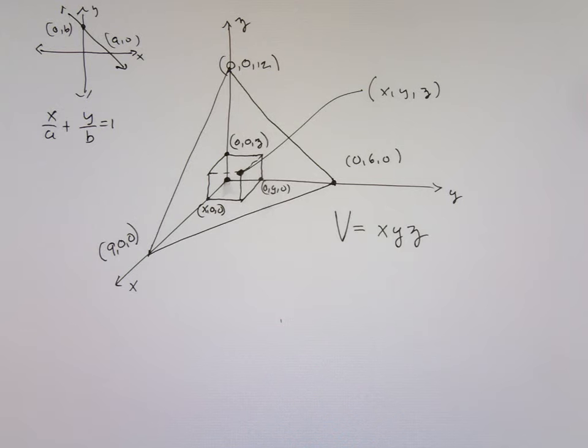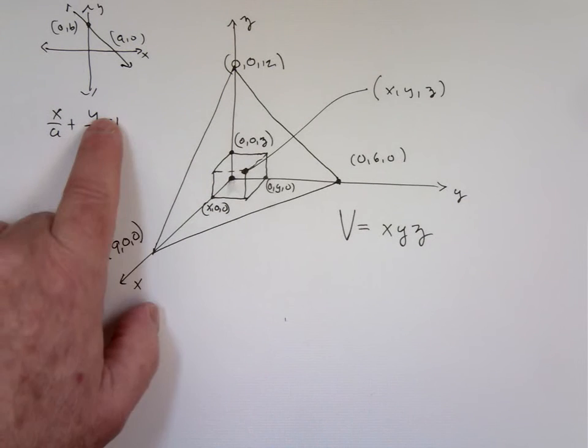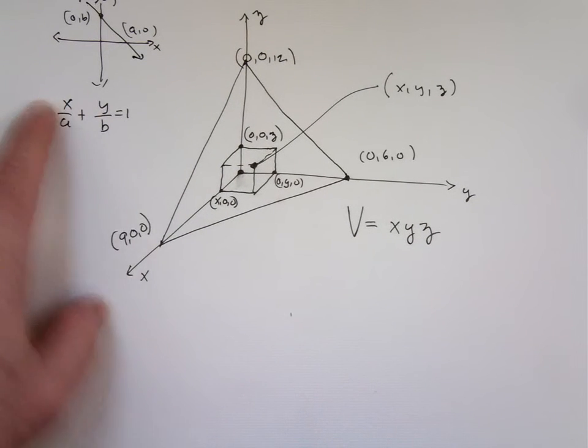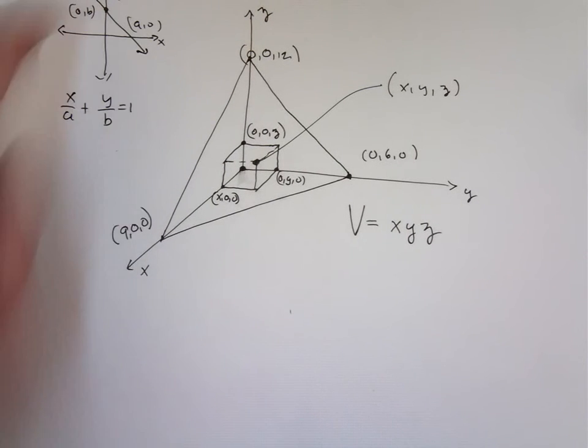For any line, as long as you know the two intercepts, you immediately know the equation of the line. Let y be 0, x is a. Let x be 0, y is b. You get the two points. This is the equation of that line.